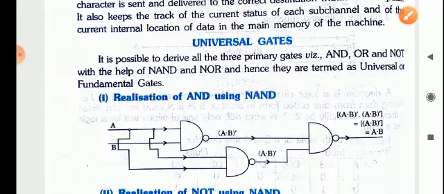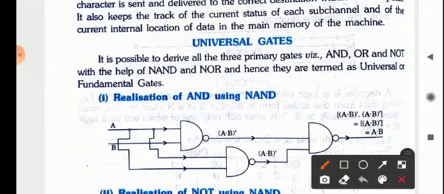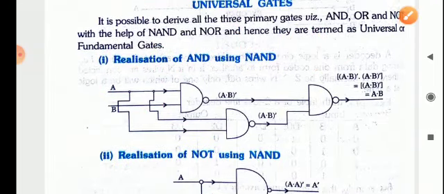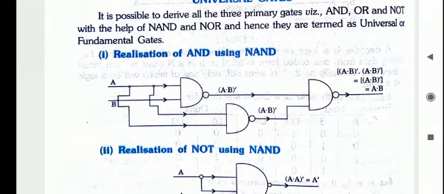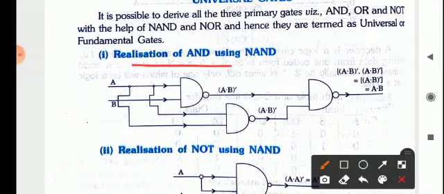So let's see how the realization of AND using NAND gate is done. NAND is nothing but NOT plus AND, that is, you draw an AND gate, and in front you attach a NOT gate. This is what NAND is. Similarly, NOR, we will come to that later on. Let's see the realization of AND using NAND.